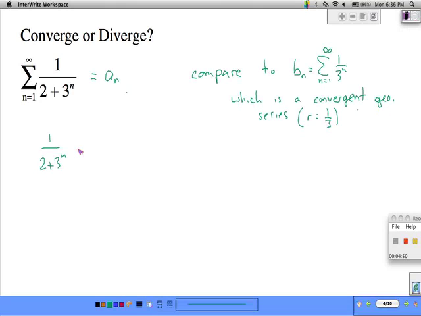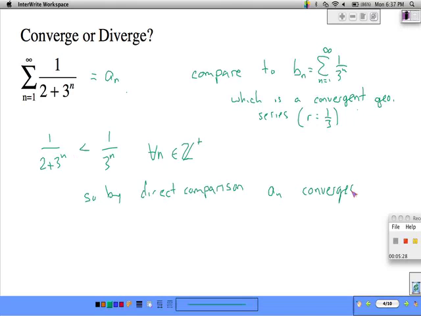1 over 2 plus 3 to the n will always be less than 1 over 3 to the n, because the denominator will be slightly bigger for all n in the positive integers, for all terms. So by direct comparison, a sub n converges. And that's all we need to do for this.